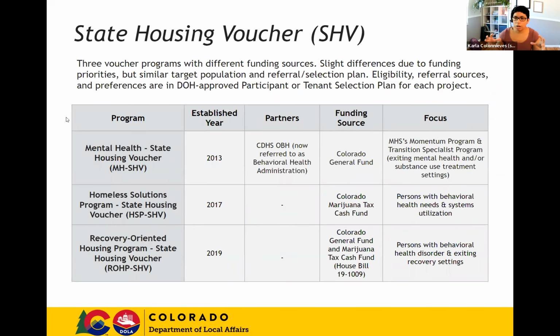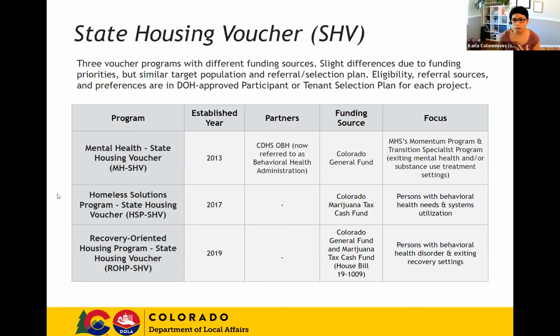So the state housing voucher program is kind of an umbrella term for 3 separate SHV programs. And really, they operate the same way. They're just different funding sources. So we've got the Mental Health State Housing Voucher Program, or MHSHV, the Homeless Solutions Program State Housing Voucher, or HSP-SHV, and the Recovery Oriented Housing Program State Housing Voucher, or ROHP-SHV. So really, they operate the same. They've just got different funding sources, and with that, some slightly different funding priorities or target populations.